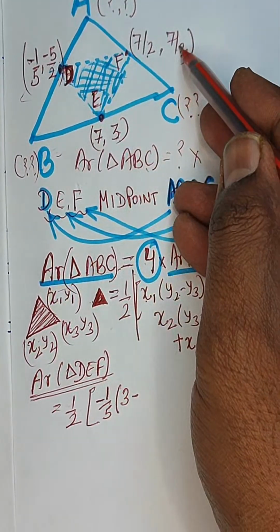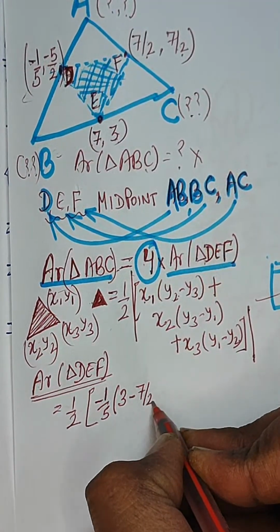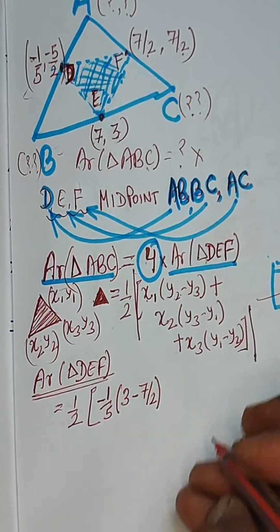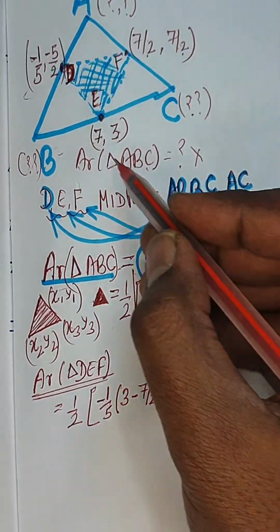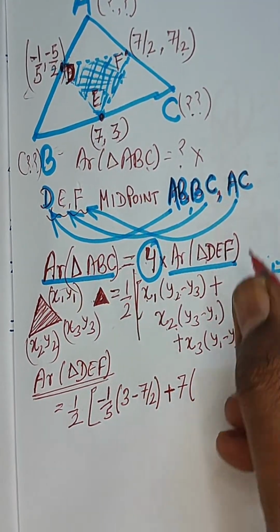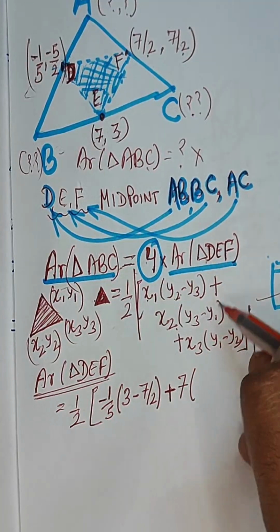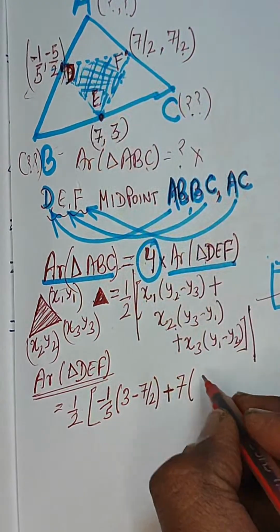y3 is 7 by 2. 3 minus 7 by 2, plus x2. What is x2? x2 is 7, into y3 minus y1. What is y3? 7 by 2 minus 5 by 2.